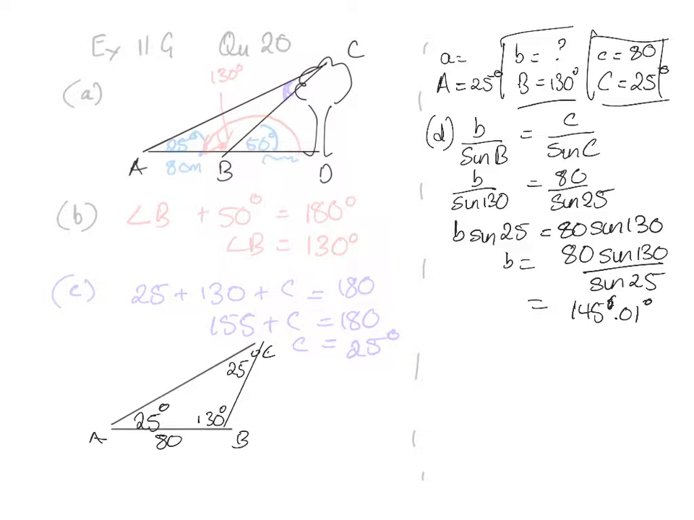All right, part E asks us to use the length B, which we've just found. Pardon, so that was not an angle, okay, that was a length, so that's 145.01 metres. We found length B.